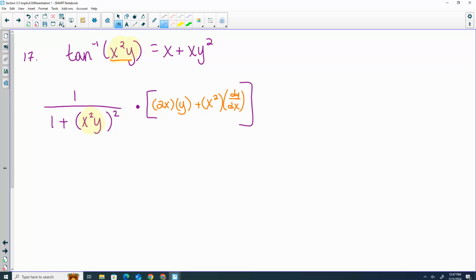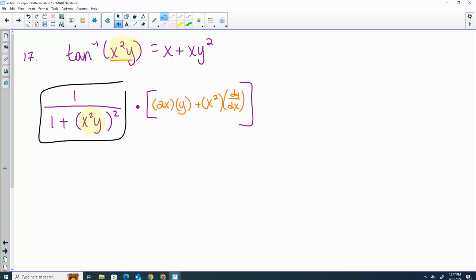It's product rule. Derivative of the first one, so derivative of the x squared. Yeah, so we're just doing the derivative of whatever's inside of the parentheses, not the fact that it's squared. Because he's looking at the fraction.